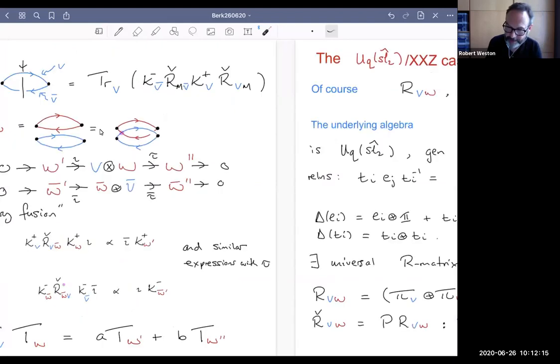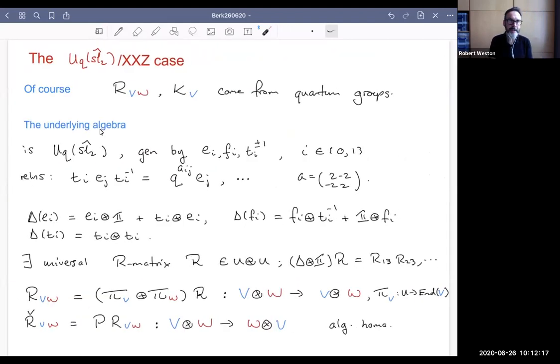Okay, so let's move to the algebraic case. Of course, R and K come from quantum groups, which is why I'm speaking in this seminar. The only case I'm going to look at, because it's the only case we've studied in detail so far, as usual, is the U_q(sl_2-hat) case, which corresponds to the XXZ model.